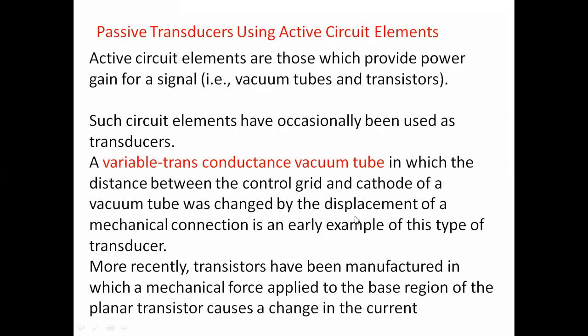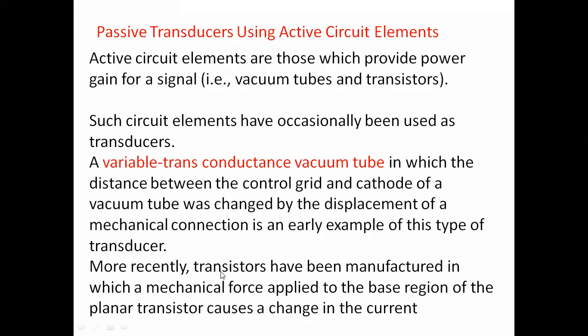The object whose displacement is to be measured will be connected to this cathode of the vacuum tube. When the displacement changes, the cathode position also changes, and due to that, the conductivity between the anode and cathode will change. That will result in the output being measured in terms of the displacement. And this is a Walden type of measurement using vacuum tubes.